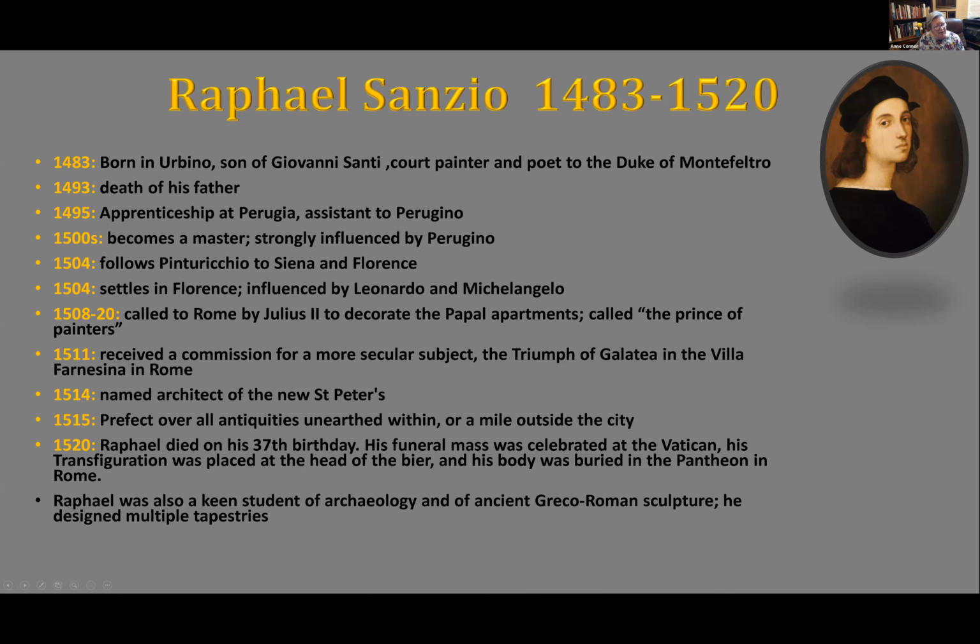He was a keen student of archaeology and of ancient Greco-Roman sculpture. As you will see, he designed multiple tapestries. So quite a figure, died very, very young, was known for being an extremely graceful person, very handsome, but also a very good diplomat. He knew how to talk to people, come close to them, agree, and then do finally what he wanted. He really rendered all the figures that wanted to be the patrons, making sure to include them in many of the paintings and make them look very good. So he was a perfect diplomat in a sense, but also his paintings became, as I mentioned, the standard of perfection.